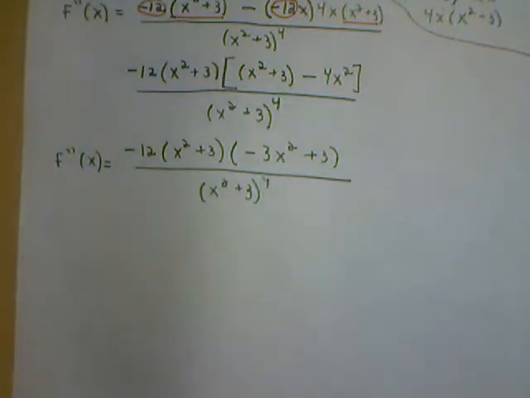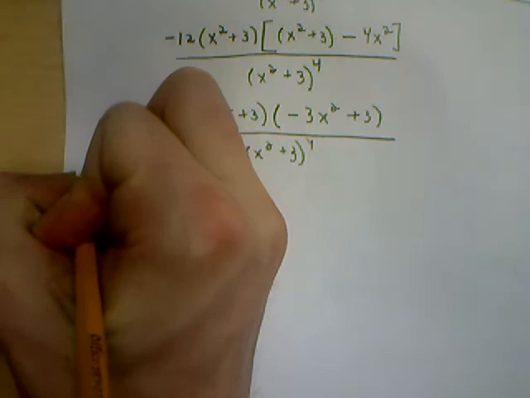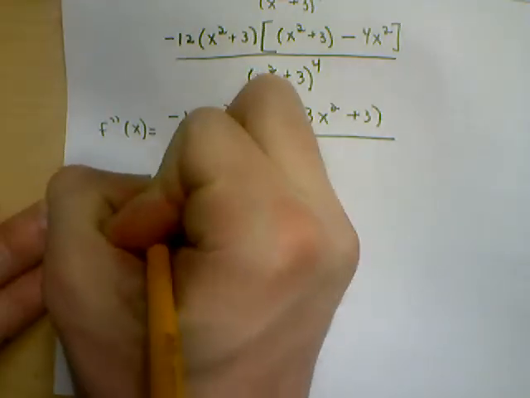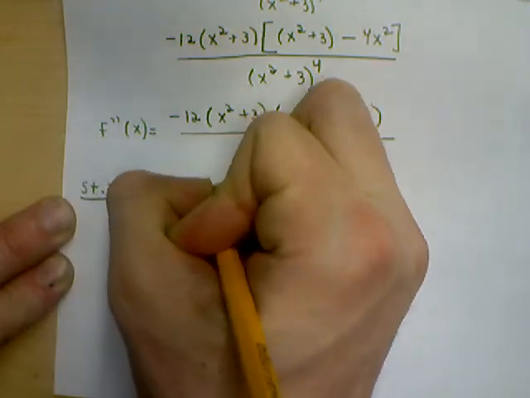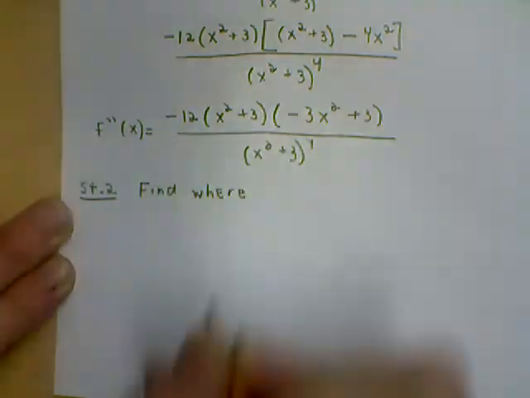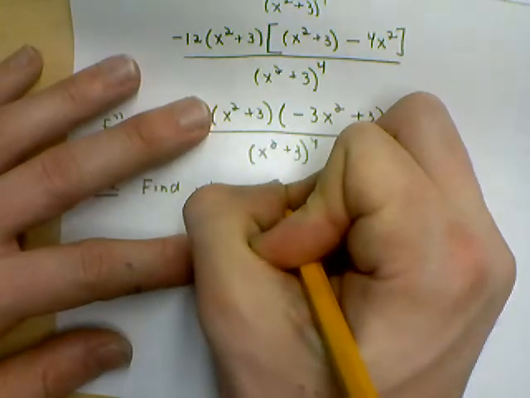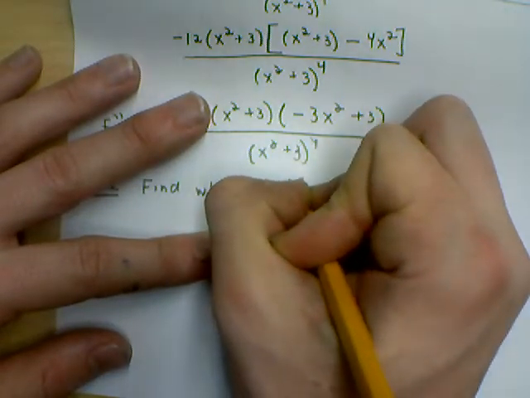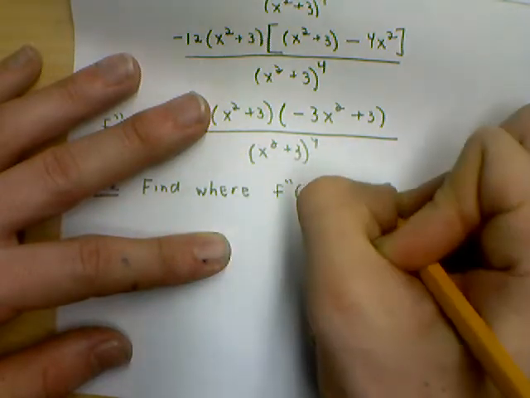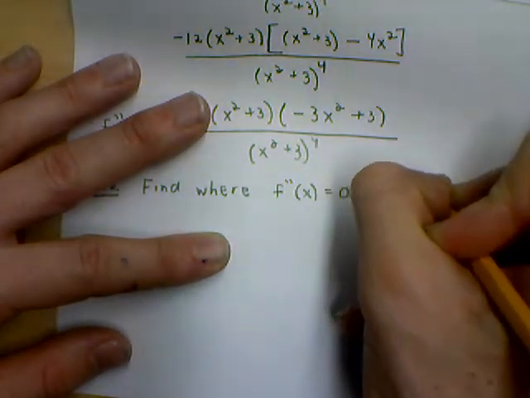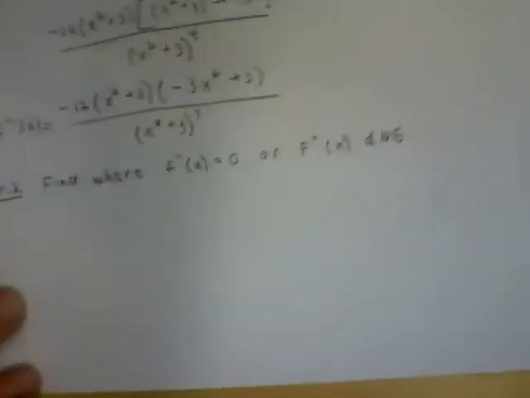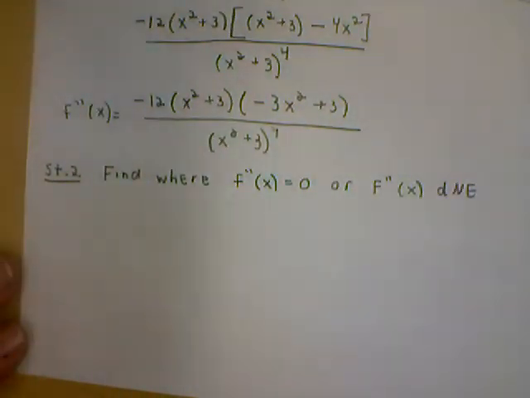So now, step 2. We have to find where f double prime of x equals 0, or where f double prime of x does not exist. So let's take a look.